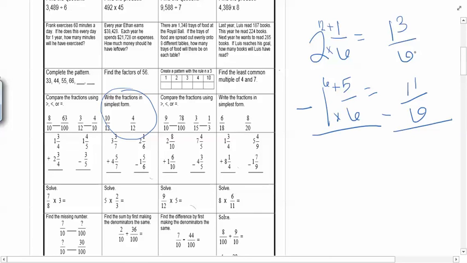Now you can subtract because I can take away 11 from 13. 3 minus 1 is 2, and 1 minus 1 is 0. My denominator stays the same. So I have 2 sixths, and of course we want those in simplest form, and both of those are divisible by 2. So if I divide 2 in my numerator and divide 2 in my denominator, I get 1/3.